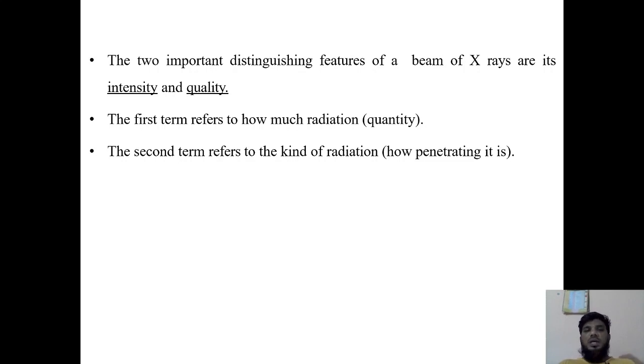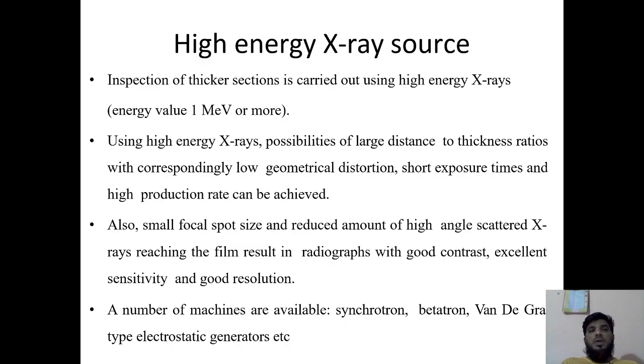The first term, quantity, refers to how much radiation is generated, that is nothing but intensity. The second term refers to what kind of radiation, how much energy it possesses. That is called quality. So high energy X-ray sources are those having high energy. The photons which the X-rays are carrying should have a large amount of energy.